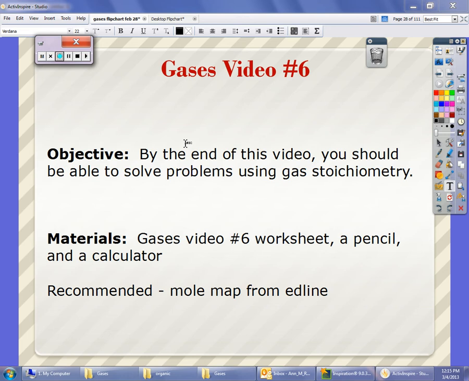This is gases video number 6. By the end of this video, you should be able to solve problems using gas stoichiometry. When you do this video, you need to have your gases video number 6 worksheet, a pencil, and a calculator. Something that's recommended is your mole map from Edline.